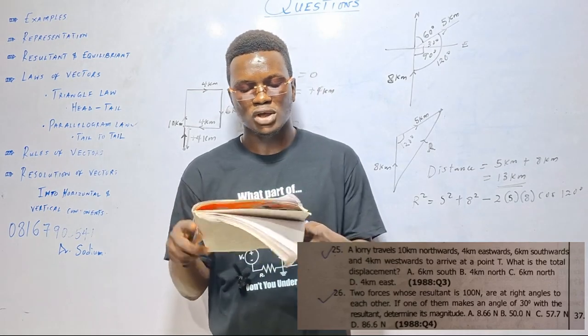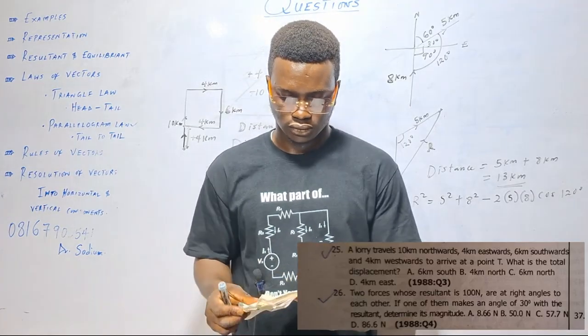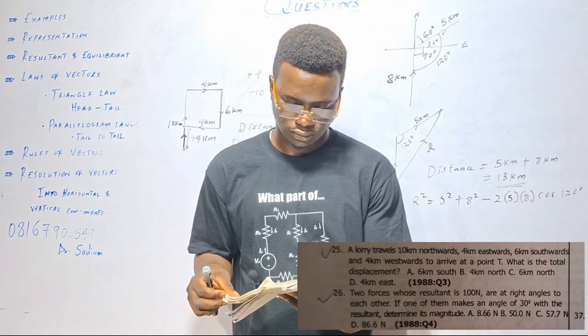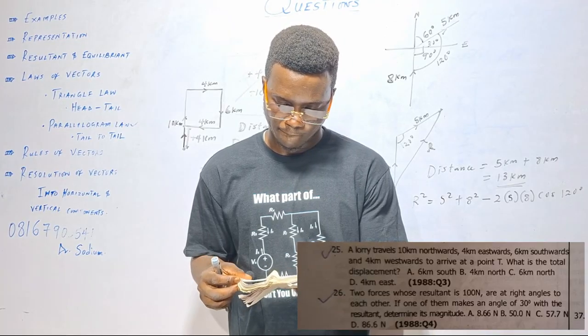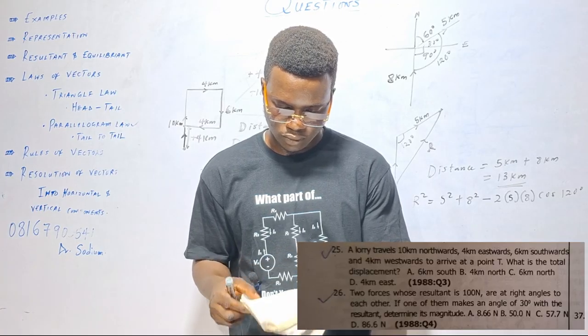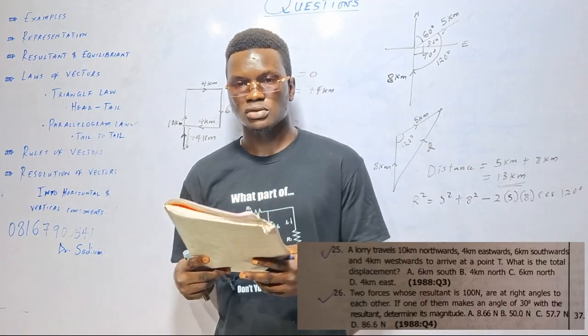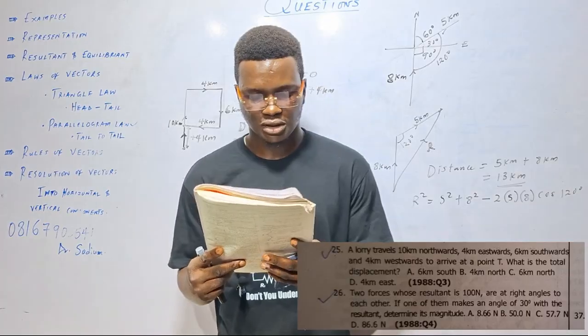Two forces whose resultant is 100 Newton are at right angles to each other. If one of them makes an angle of 30 degrees with the resultant, determine its magnitude. So here we want to determine the magnitude for the force that is inclined at 30 degrees to the resultant.